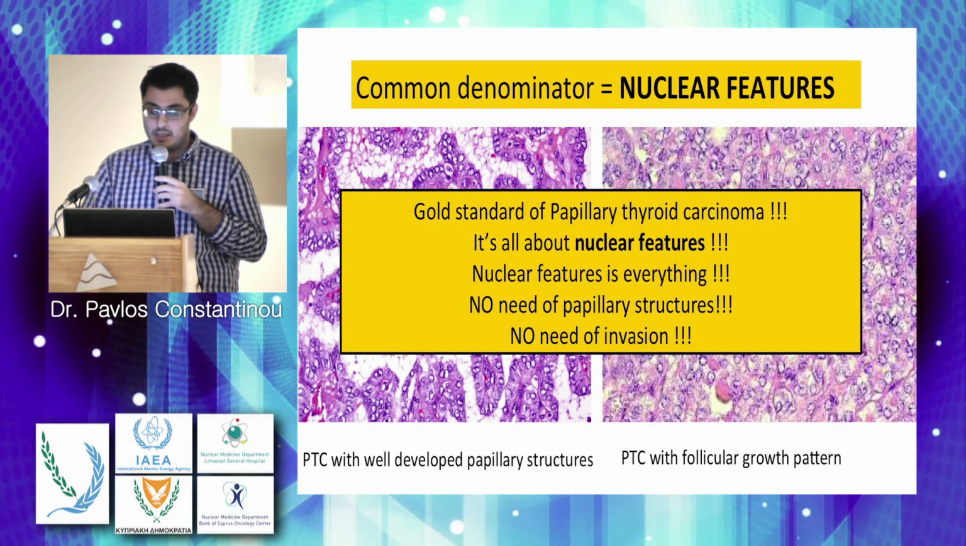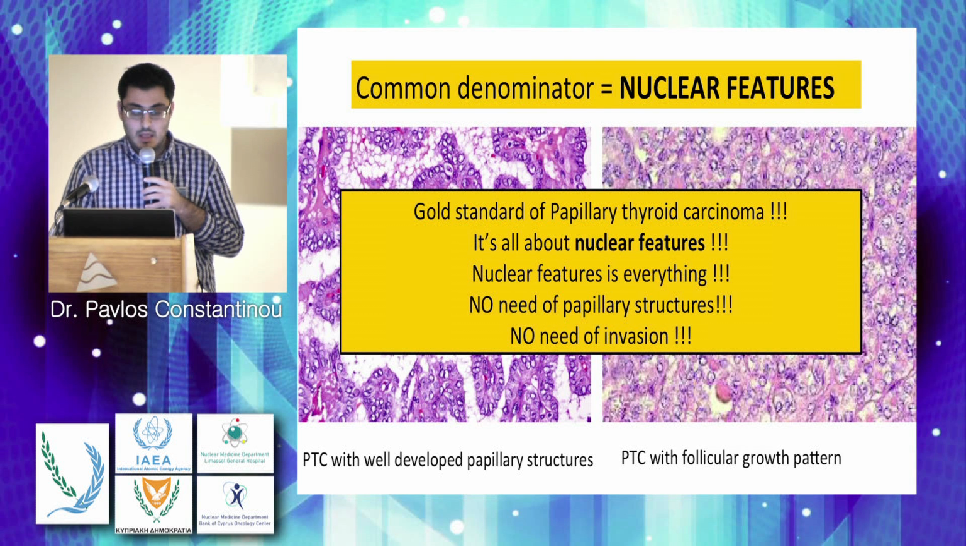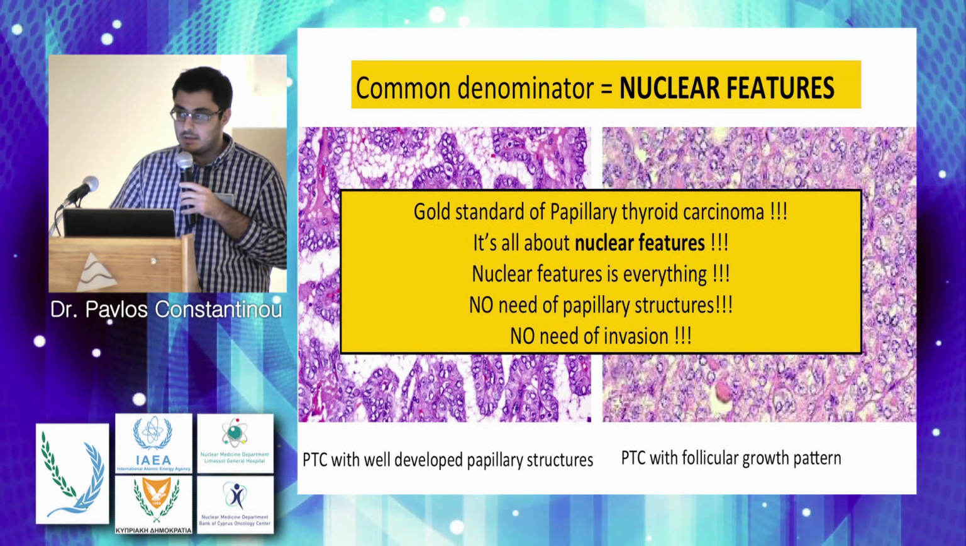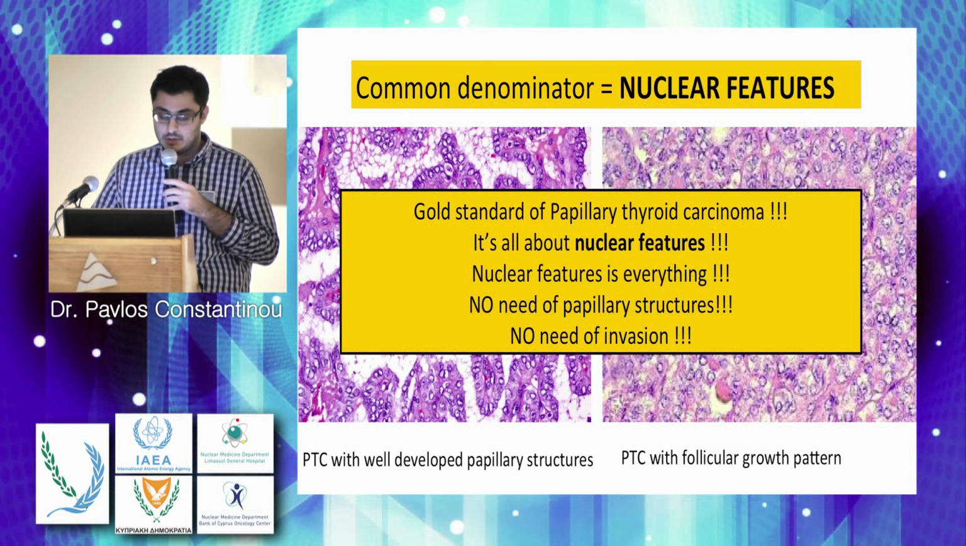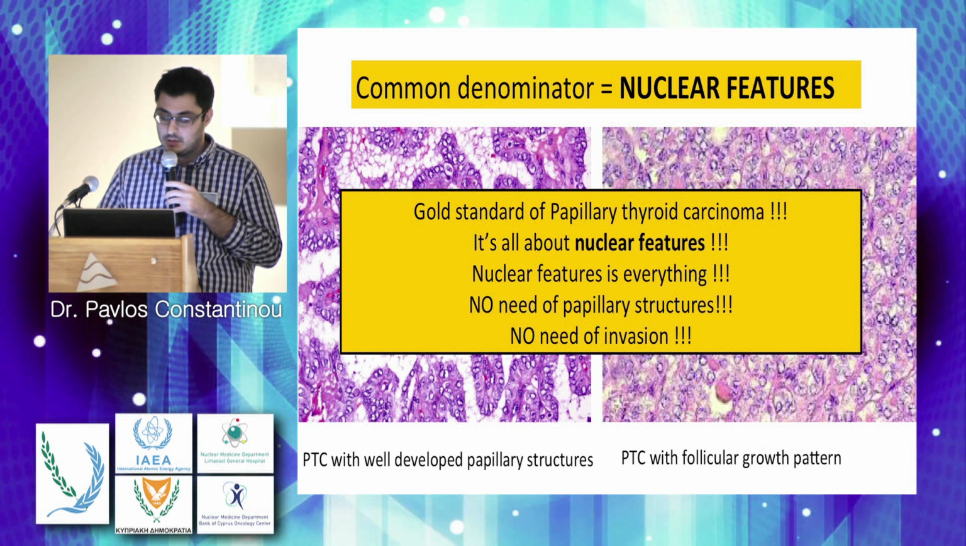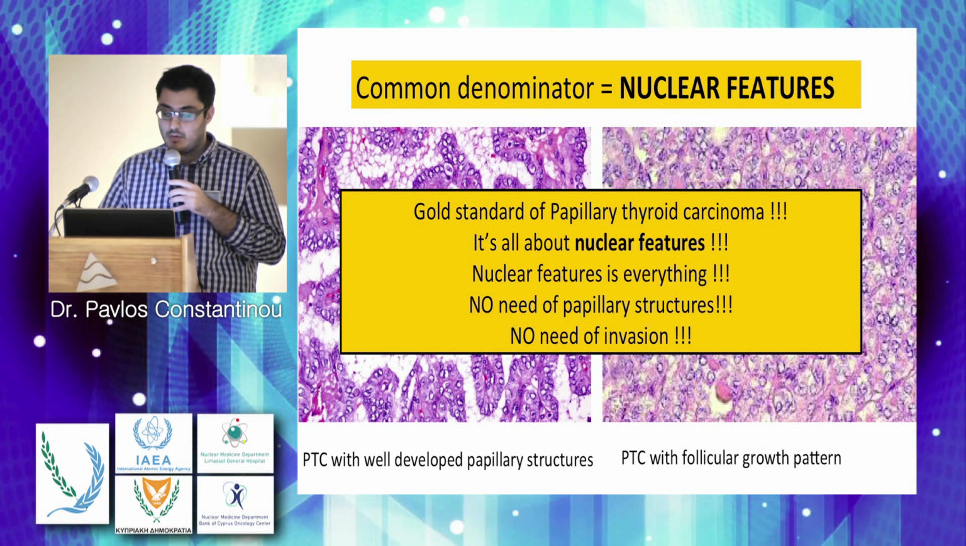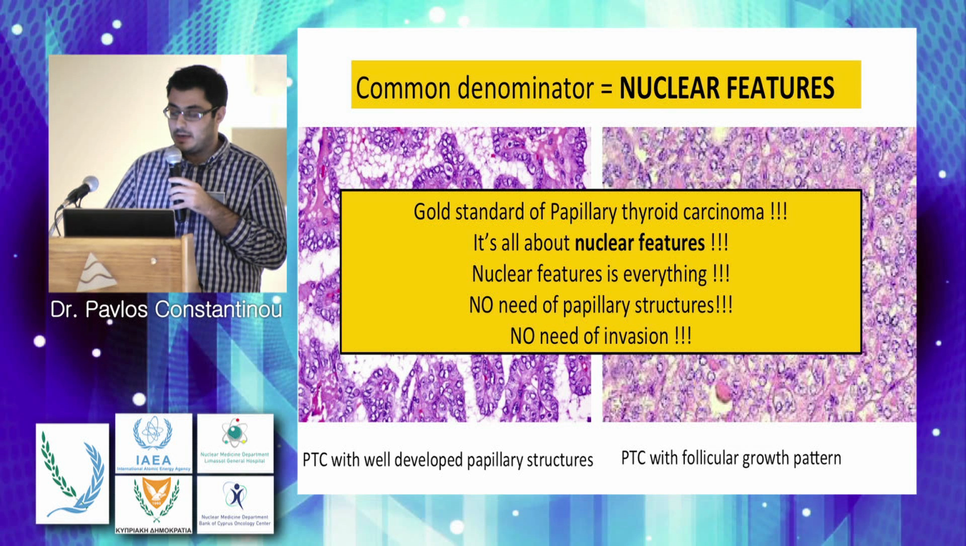Here we have two typical cases. They are both typical cases of papillary thyroid carcinoma. In the first one, you can recognize well-developed papillary structures. The second one lacks papillary structures, but you can see a follicular growth pattern component. You may recognize the resemblance of this structure here with the normal appearing thyroid parenchyma.